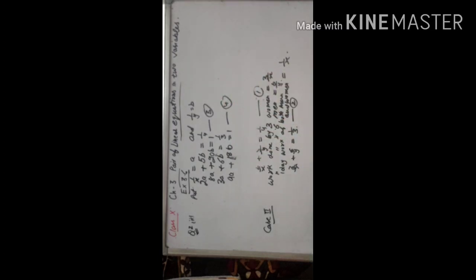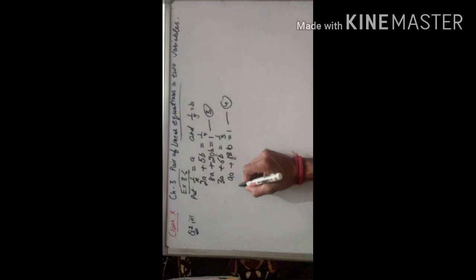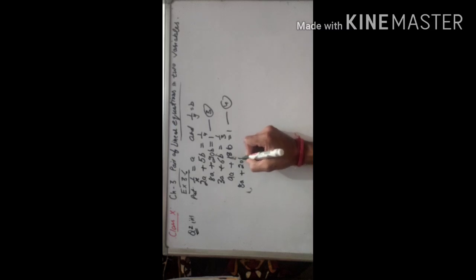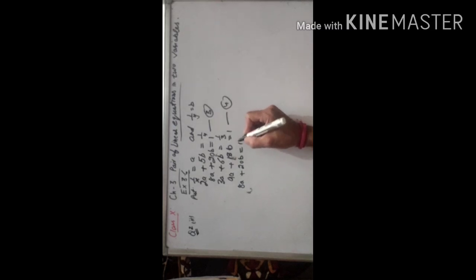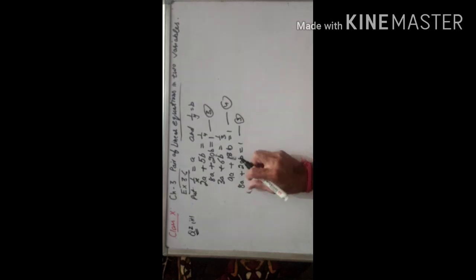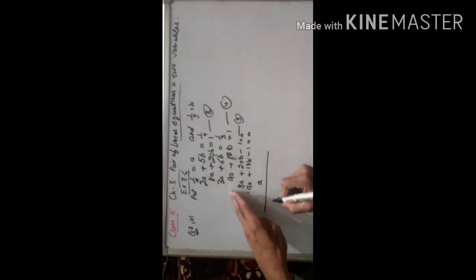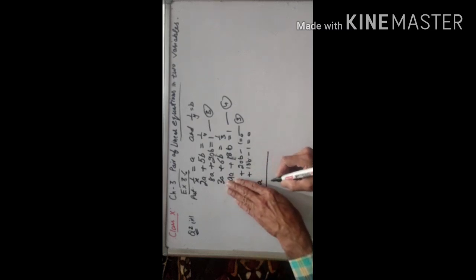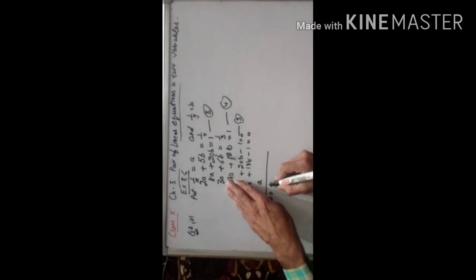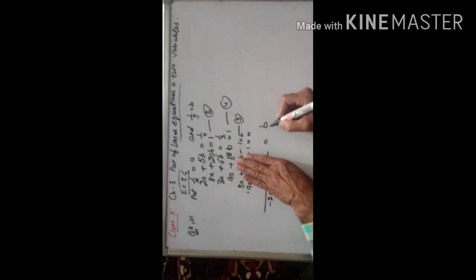Now you can solve this by any method: elimination method, cross multiplication method or substitution method. Now the two equations are 8a plus 20b is equal to 1, the third equation, and 9a plus 18b minus 1 is equal to 0. Now I am using the cross multiplication method. Put a here on a, 20 minus 20, plus 18, b, put b here.